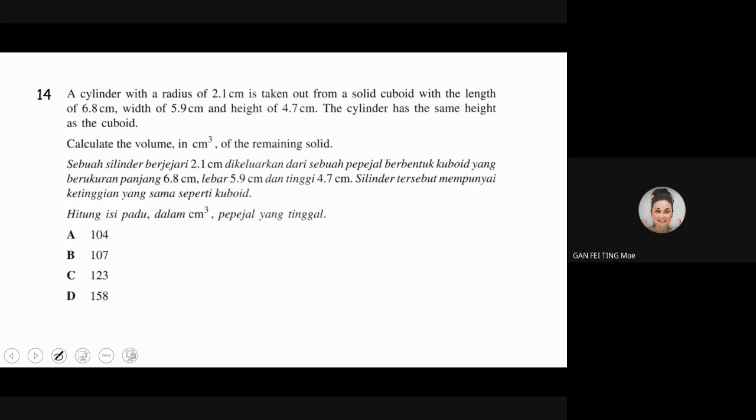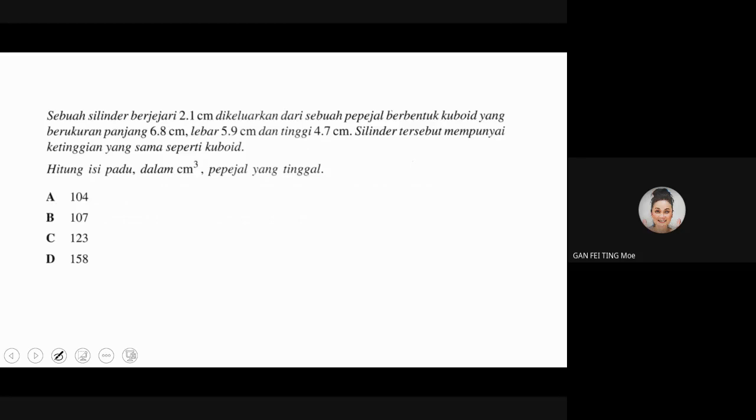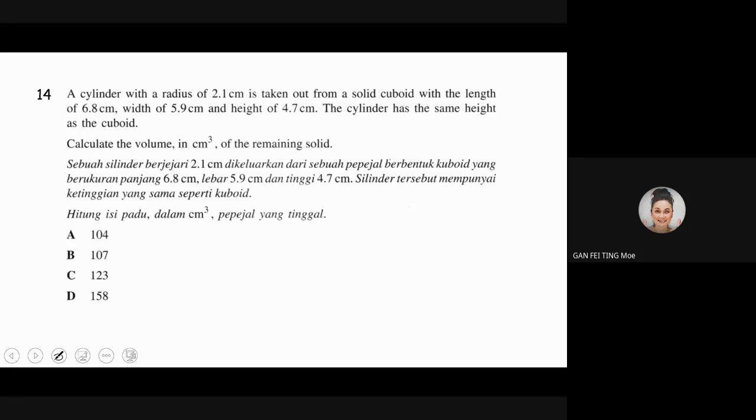Okay, this is also one very technical question, involving calculation. A cylinder with radius of 2.1 is taken out from a solid cuboid with the length of 6.8 cm, the width of 5.9 cm, and the height of 4.7 cm. The cylinder has the same height as the cuboid. Calculate the volume in cm³ of the remaining solid. So this is very technical. You read the question, you need to understand.